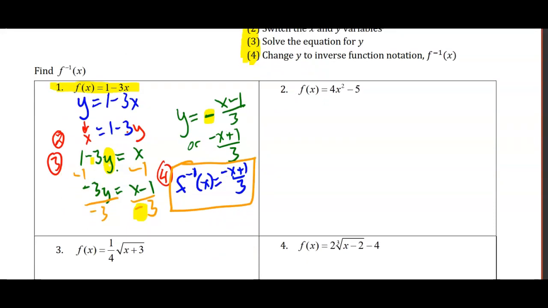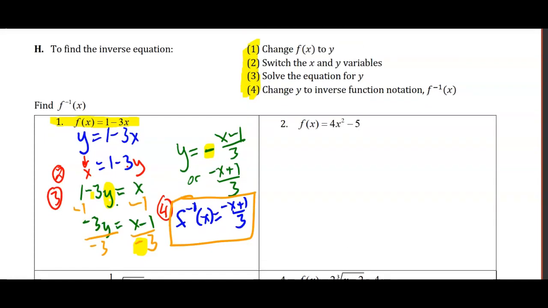So the second one, f of x equals 4x squared minus 5. Step 1, change it from function notation to regular xy notation. Essentially, the only change is this becomes y. Everything else remains the same. Step 2, switch the x and the y variables. So y becomes x, and x becomes y. I don't change anything else in the equation.